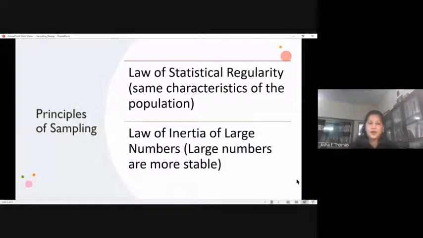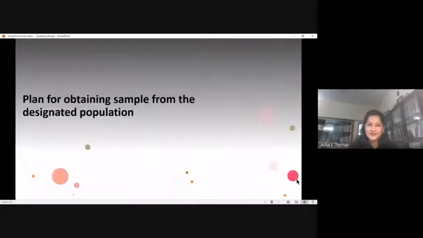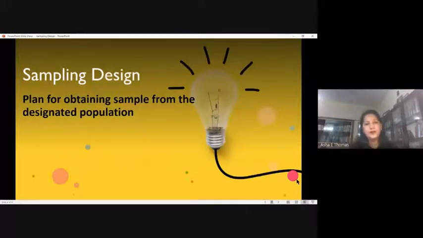Right. Now, these are the basic principles of sampling. Now, the next thing is sampling design. Sampling design is actually a plan of action for obtaining the required sample for my study.